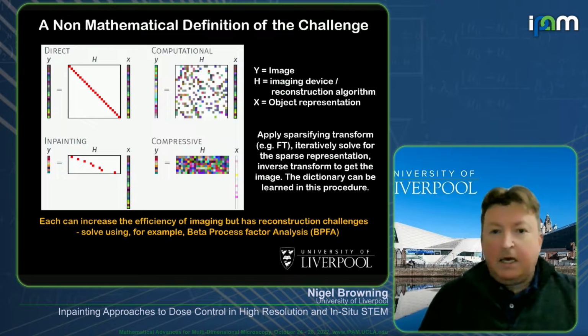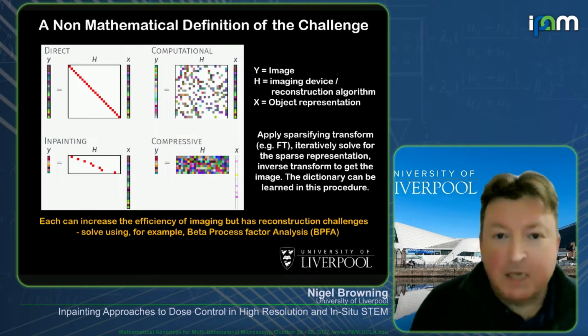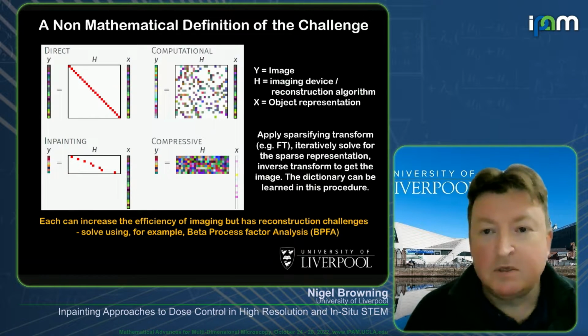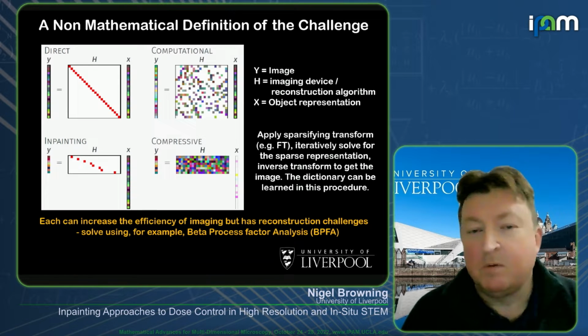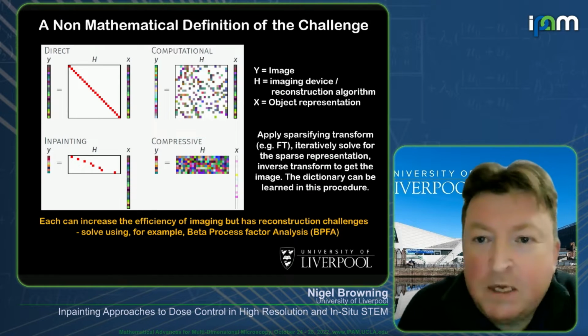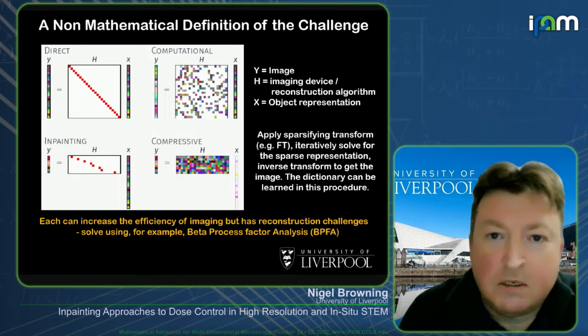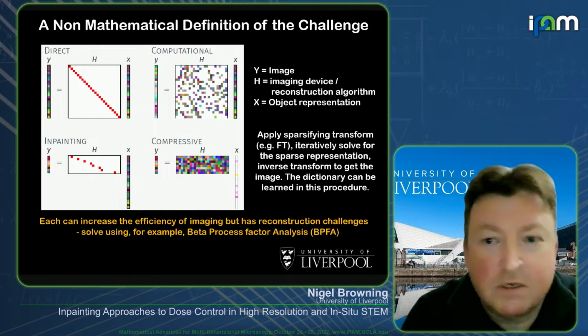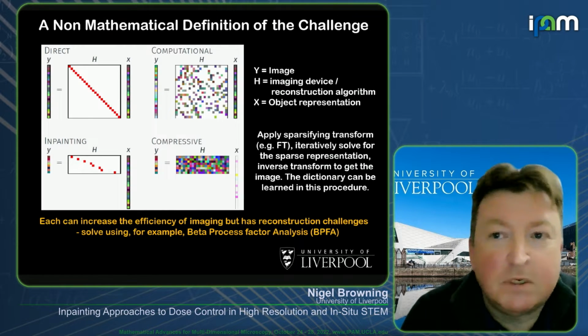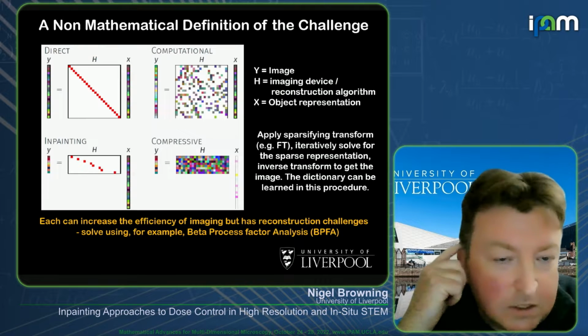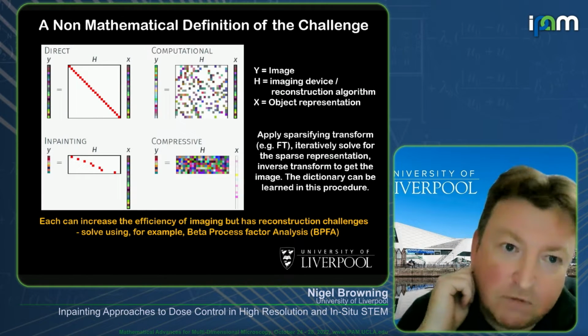Okay, so the key thing then is to be able to get an image, to be able to get our dictionary, and then be able to reconstruct it. Now, there are many ways that we can look at the challenge of doing compressive sensing or in-painting to get the image to come out. And here is just a sort of a non-mathematical picture of what happens.